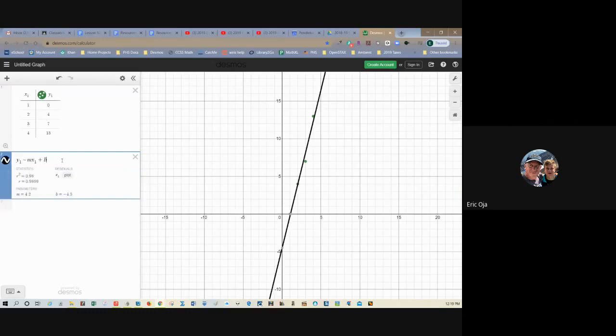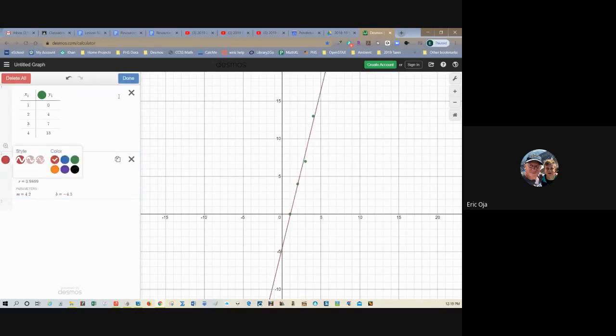And look what it does. It does something really cool here. I'm going to make this a different color so we can see it better. I'm going to make this red. Look, it gives me this red line, and that red line is the line that best fits that distribution of points that we have. It's what we call the best fit line.